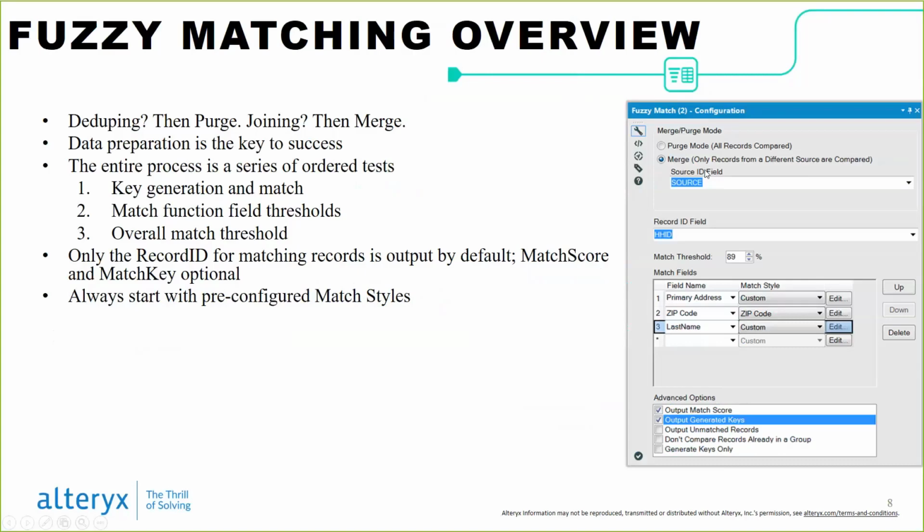Merge mode is what most people think of when they come to fuzzy matching, right? Are A and B similar, and how similar are they? It's basically your join, that you might be working with, that isn't an exact match.